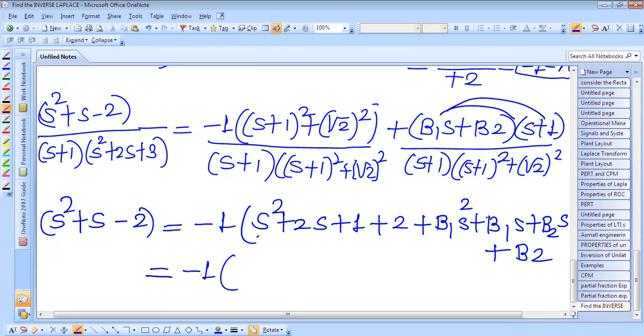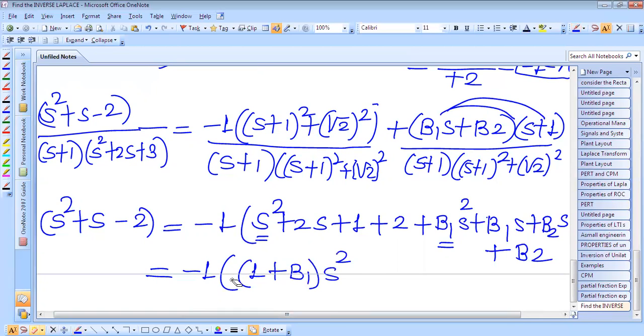Minus 1 s², s². So here it is (−1 + B1) s². First we'll solve this for the negative sign.